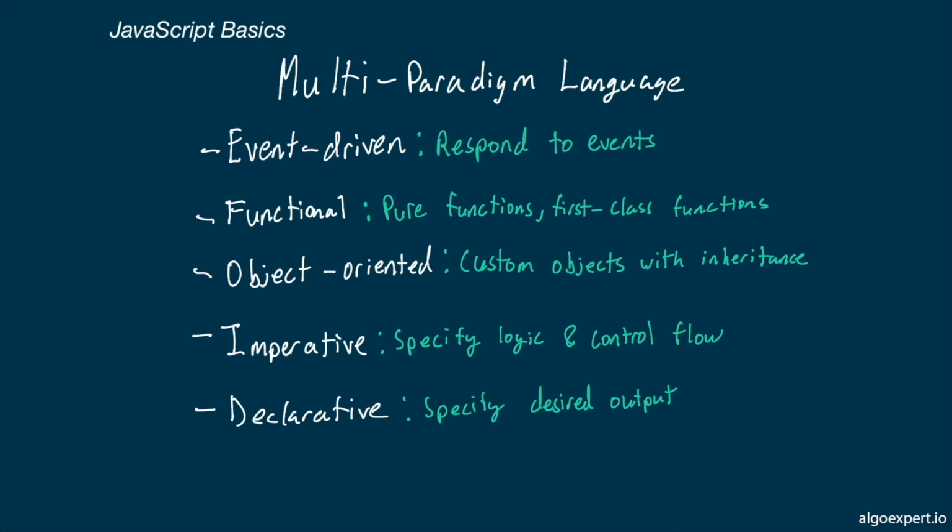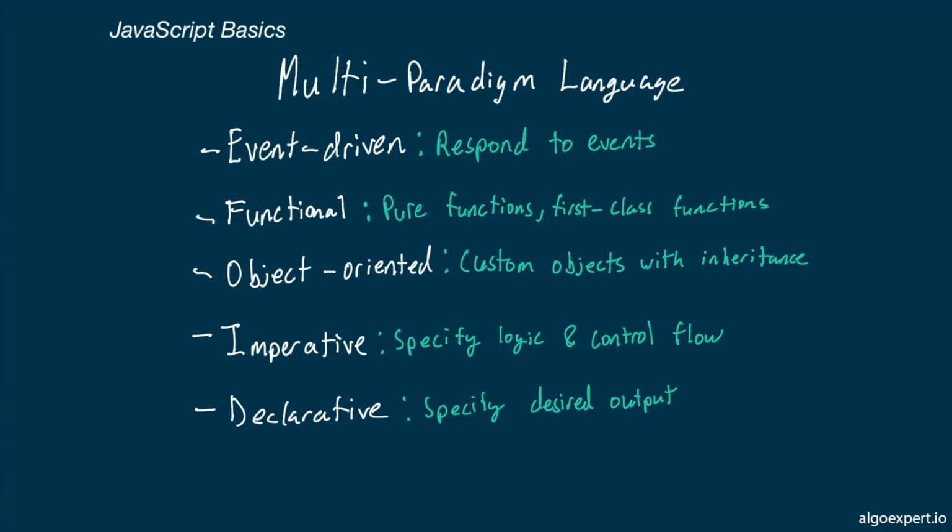Finally, JavaScript supports both imperative and declarative programming. Imperative programming is simply when we specify the logic and control flow of a program to achieve our desired output. This means JavaScript supports all of the major control flow statements, such as if and else blocks, switch statements, for loops, while loops, and so on.